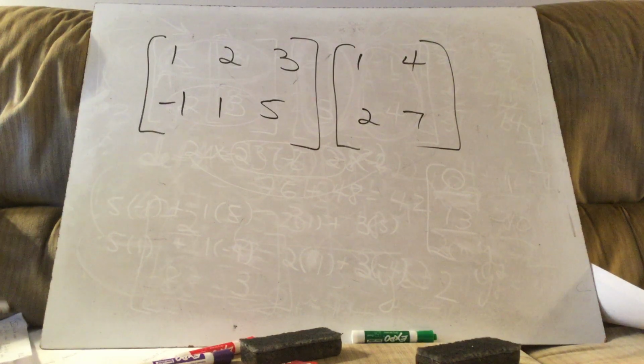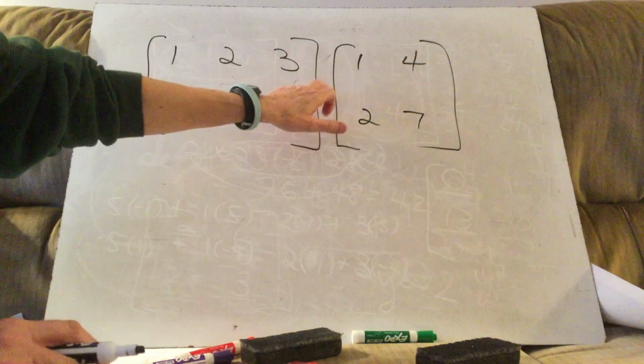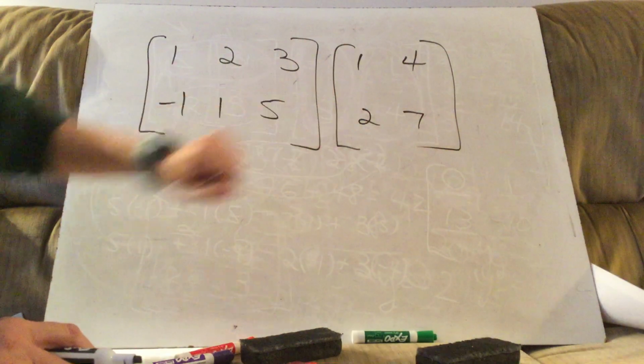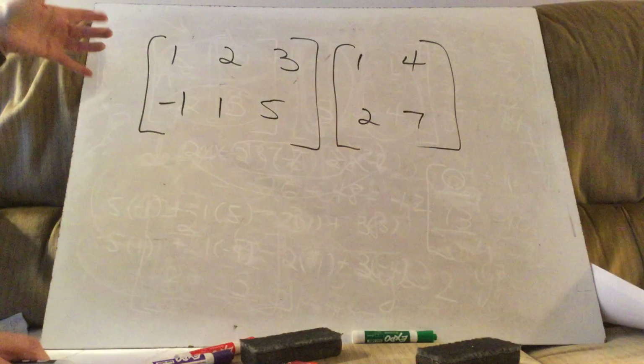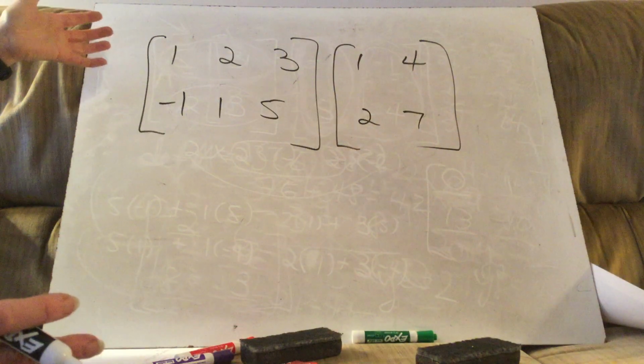Okay, now remember, this is a multiplication problem. That's what it means when there's no symbol in there. It means we're going to multiply them. But the first thing we need to do is write down the dimensions, because not everybody can be multiplied.